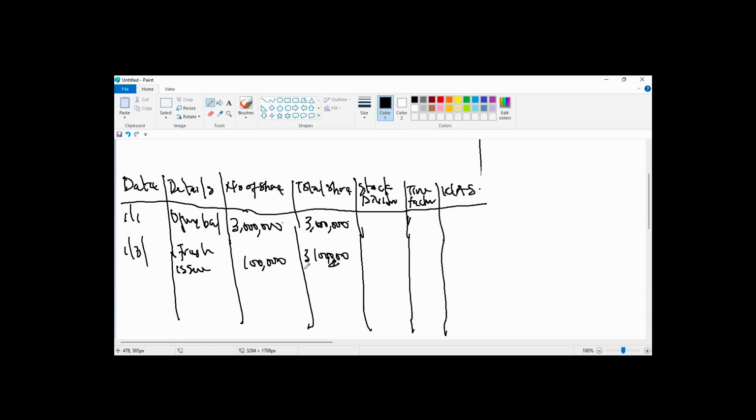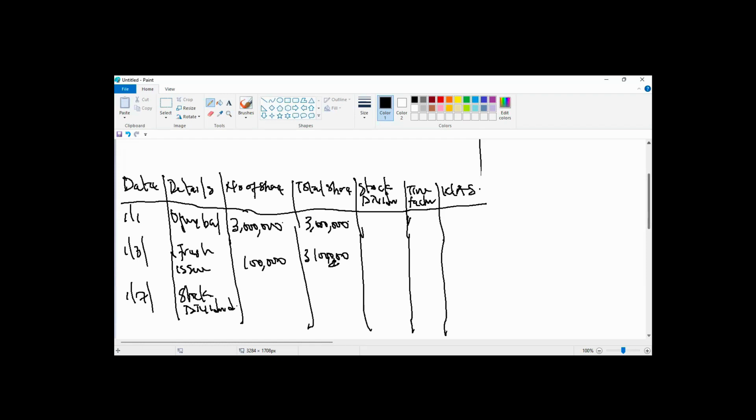Then 1st of July, stock dividends. How many percent of the stock dividend? 50% stock dividend. Very simple.